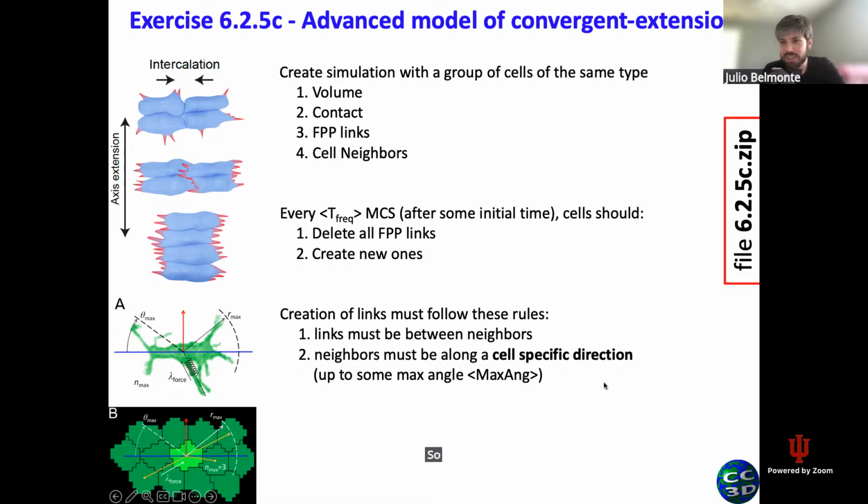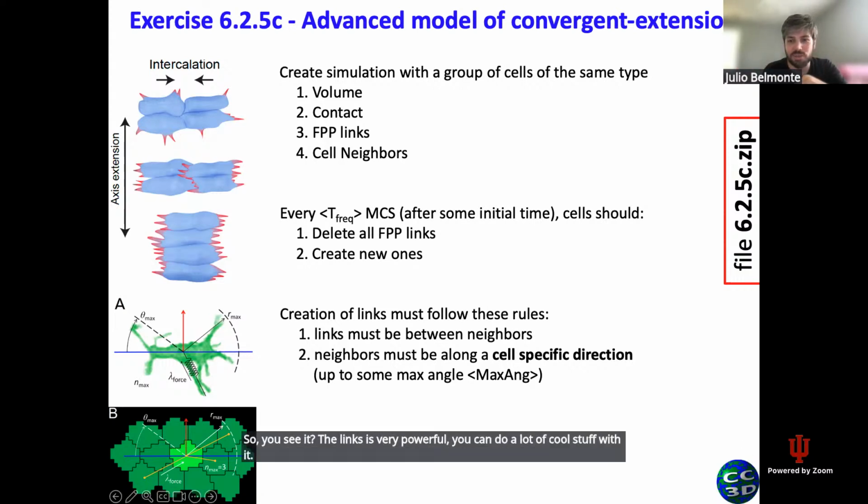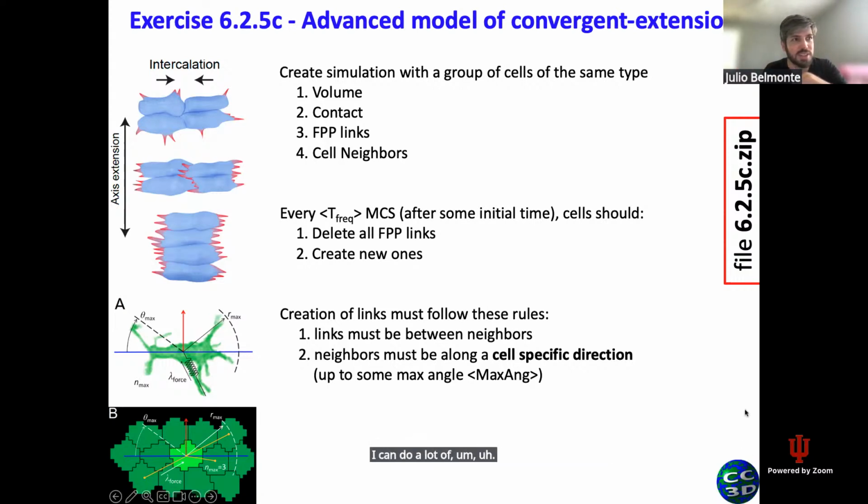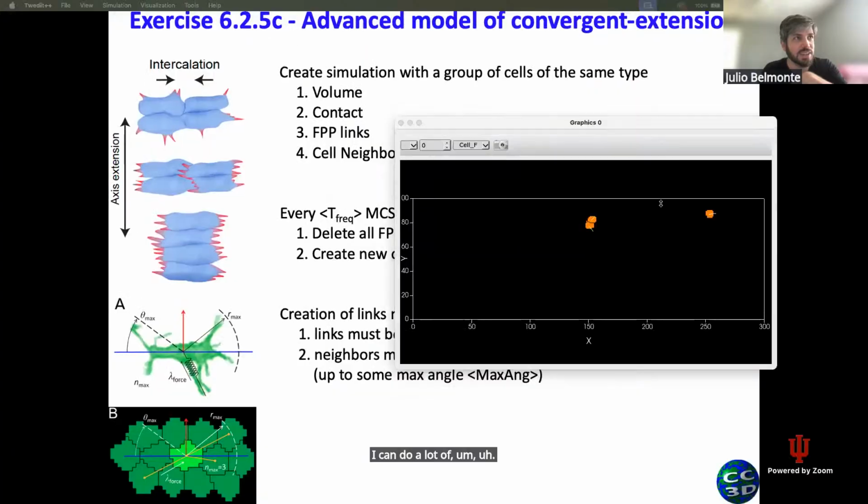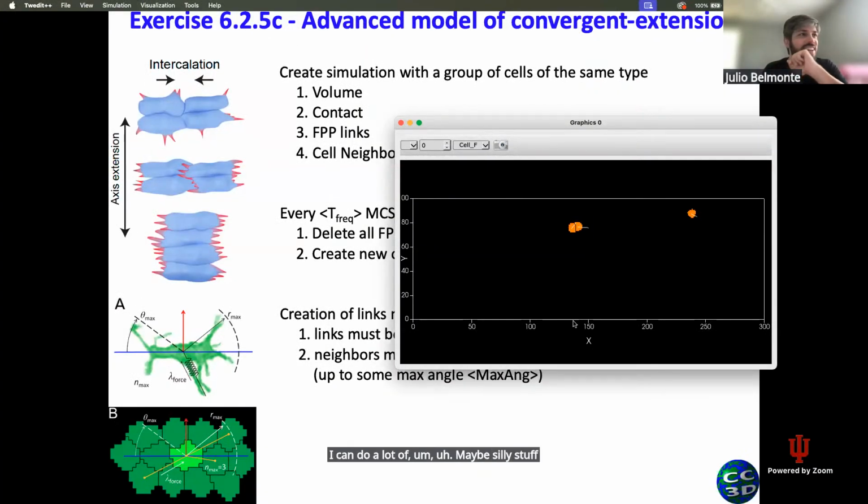So you see, links are very powerful. You can do a lot of cool stuff with them. You can do maybe some silly stuff with them. But that's why you need two models to cover all things. And there's even more things that you can do with links when you combine them with cell compartments, but that's going to be left for tomorrow. And Prion Adjapok is going to cover that to model tissue folding with links.